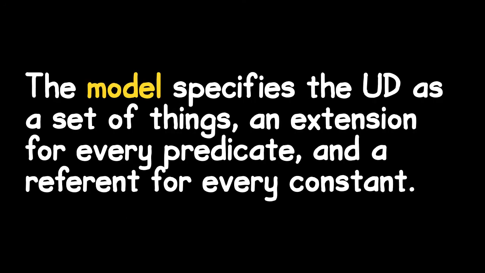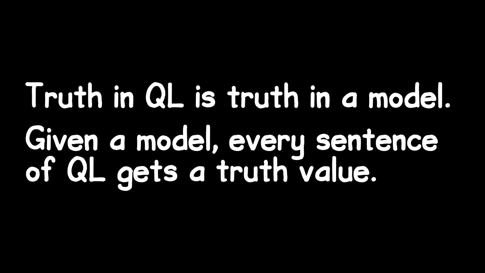The model specifies the universe of discourse as a set of things, an extension for every predicate, and a referent for every constant. Technically, there are infinitely many predicates and constants in QL, but we'll only ever need to think about partial models, ones which specify the extensions and the referents for the predicates and constants that we're thinking about. Truth in QL is truth in a model. Given a model, every sentence of QL gets a truth value. We'll see how these details work out in the next couple of videos.